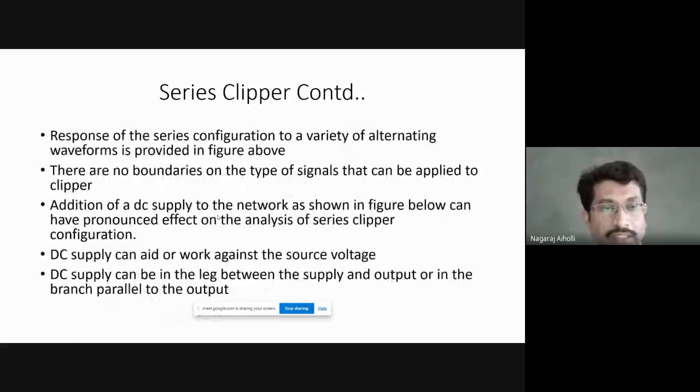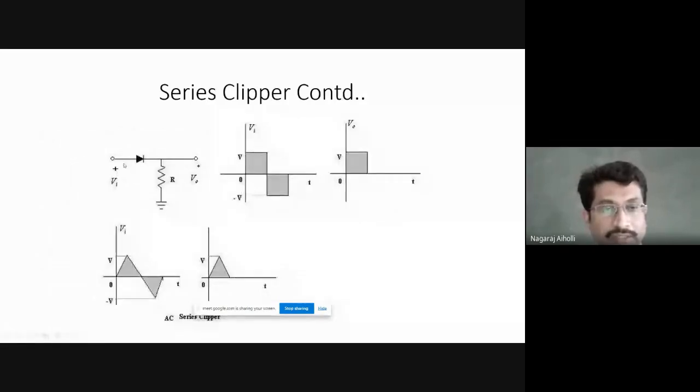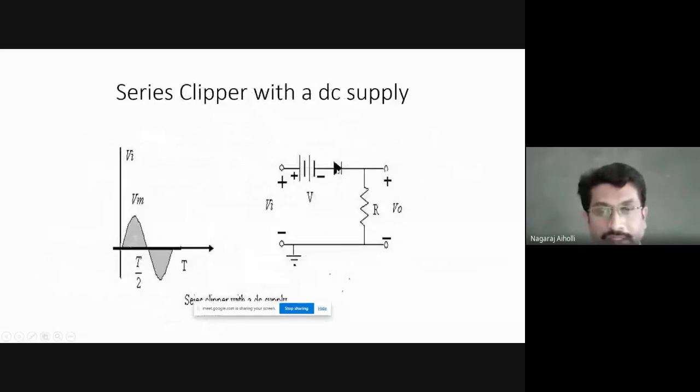If the DC supply is connected in series with the input signal, as we can see in this circuit, VI is the input signal connected in series with the DC supply. Now, when this DC supply is connected in series, what will happen? If we apply KVL to this loop, what will we get? Minus to plus, plus VI, positive to negative, minus V, then the diode voltage minus VD, minus V naught equal to zero, correct?